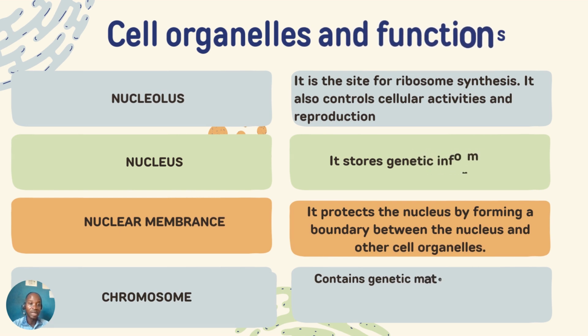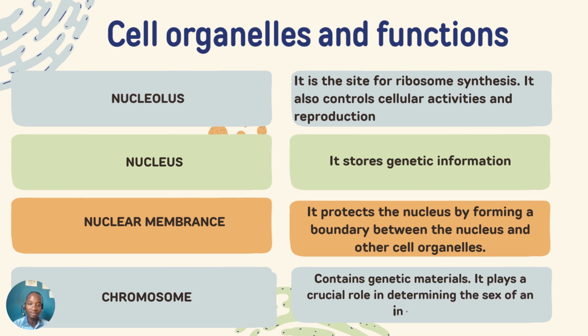All right, so we'll start with the nucleolus. Now, this nucleolus is the site for ribosome synthesis. So, the ribosome of the cell is synthesized in what? The nucleolus. It also controls cellular activities and the reproduction. Okay, so now the next one is the nucleus, which generates genetic information. This is where the genetic information is stored.